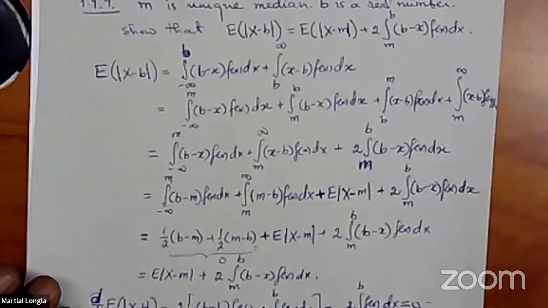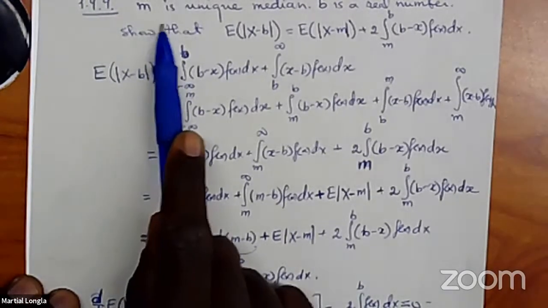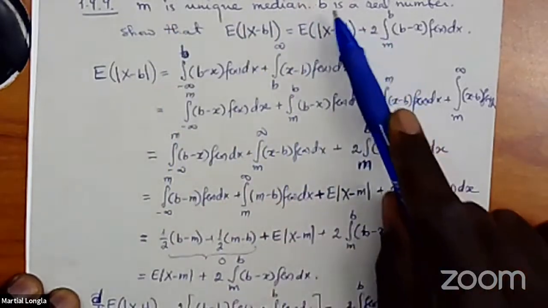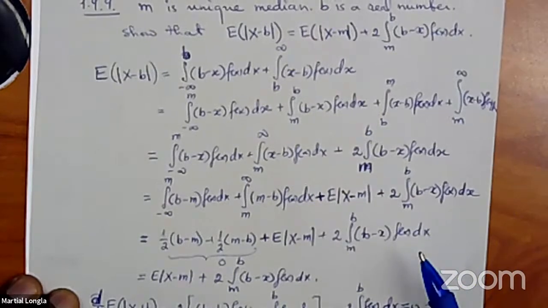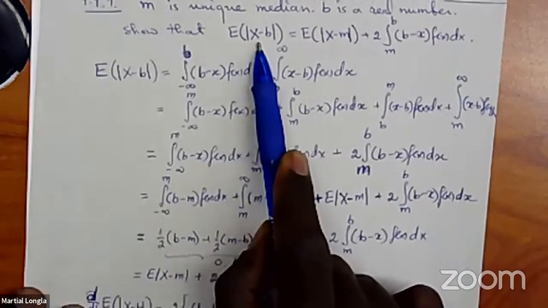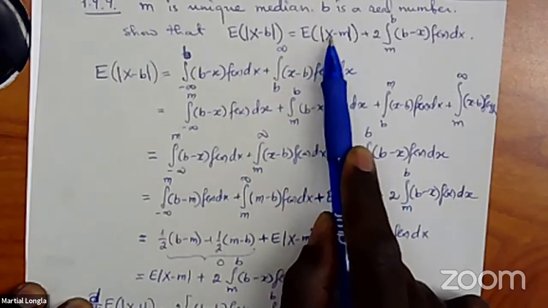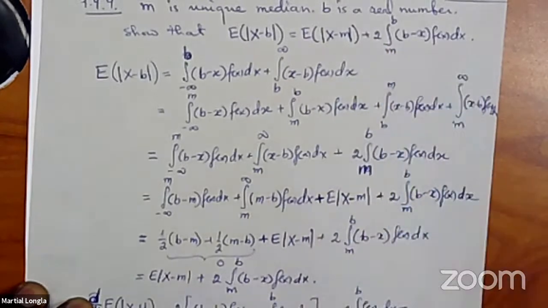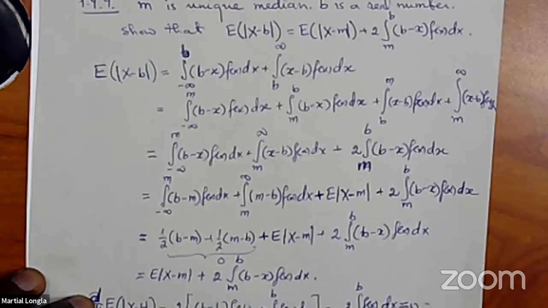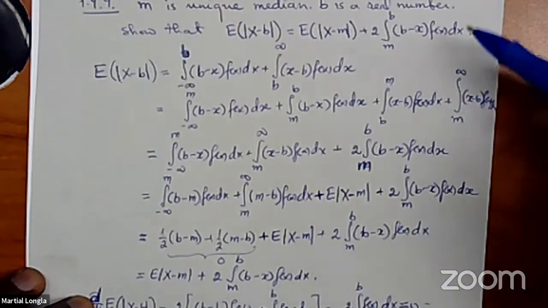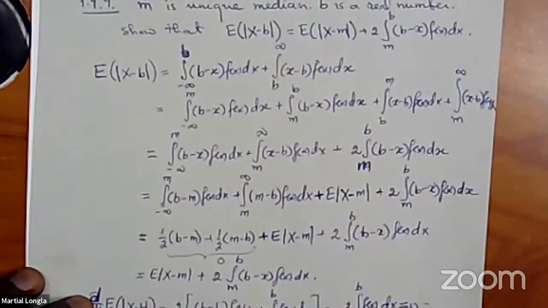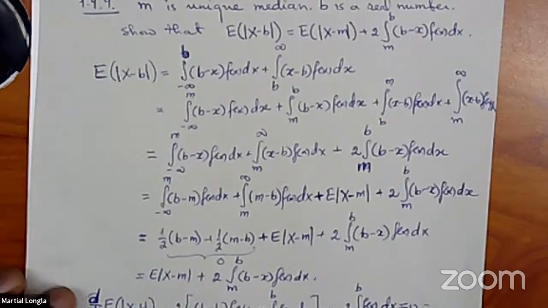So the claim in the problem is that m is a unique median and b is a real number. We need to show that the expected value of the absolute value of x minus b is equal to the expected value of the absolute value of x minus m plus twice this integral. The only important thing that is given is that m is the median. You don't know if m is larger than b or m is less than b. It doesn't matter in the problem.